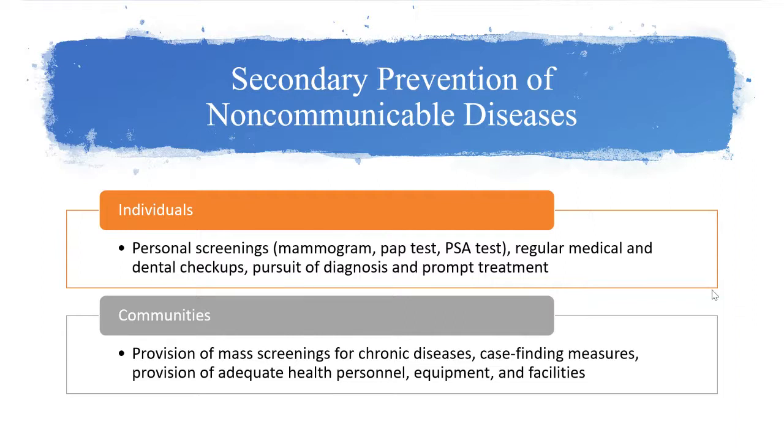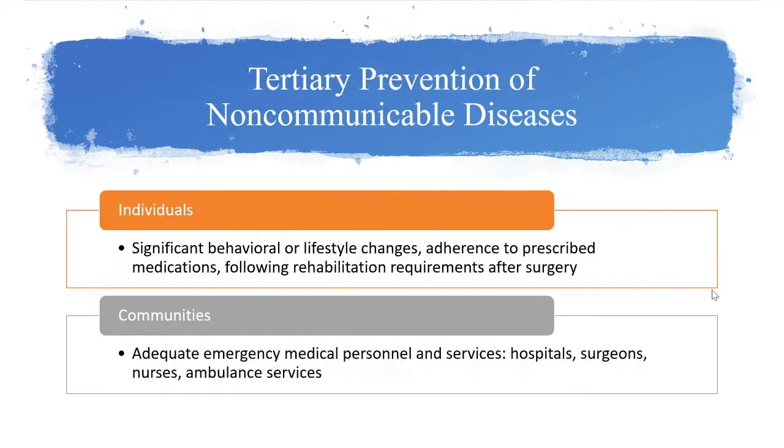Provision of adequate personnel, equipment, and facilities. And then tertiary prevention for non-communicable diseases is just to support significant behavioral lifestyle change, adherence to prescribed medicines, making sure people follow rehabilitation requirements after surgery. From a community perspective, it's having adequate emergency medical personnel and services, having adequate hospitals and surgeons and nurses and ambulance services.